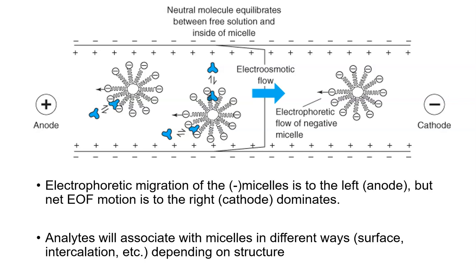So even though the pseudostationary phase is moving, it's not moving as fast as the bulk mobile phase. So that's why we call it a pseudostationary phase, because it's more stationary than the mobile phase. And that drag or that slowness allows the micelles and the analytes to interact and for the differential separation to occur.